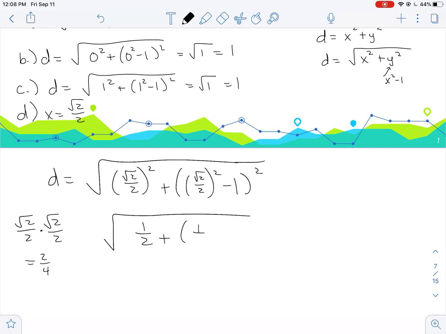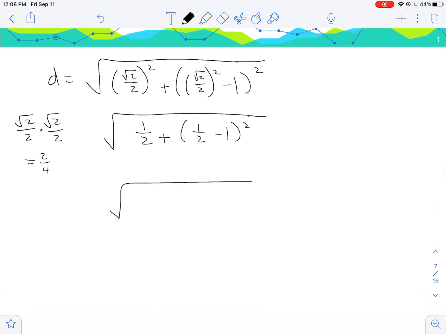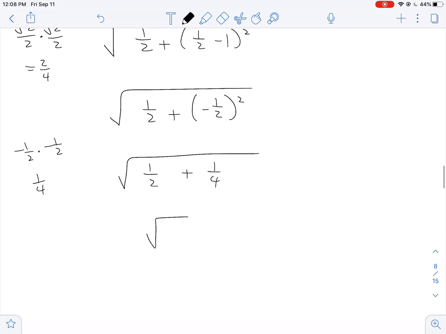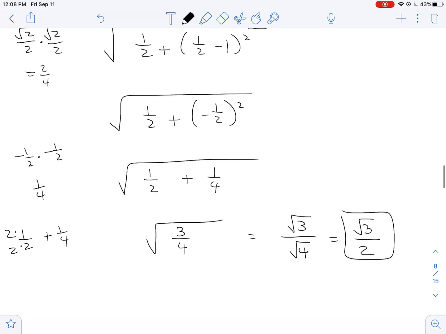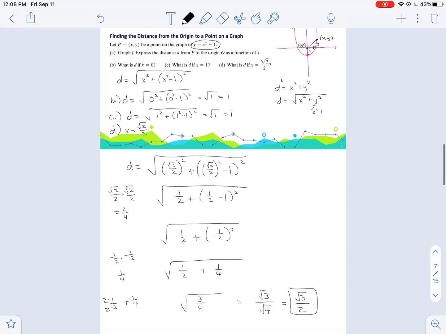So this is going to be 1/2 plus 1/2 minus 1 squared, which is going to be 1/2 plus negative 1/2 squared. Negative 1/2 squared is negative 1/2 times negative 1/2, which is 1/4. So it's going to be 1/2 plus 1/4, and with a common denominator I would get 3/4, which is the same thing as the square root of 3 over the square root of 4. So it's going to be square root 3 over 2. And so that would be the distance if x was square root 2 over 2.